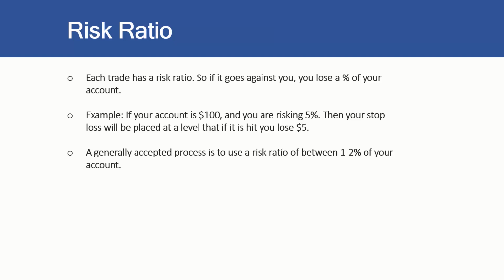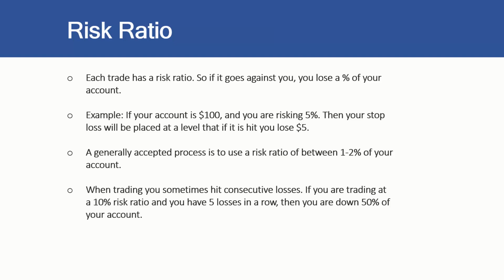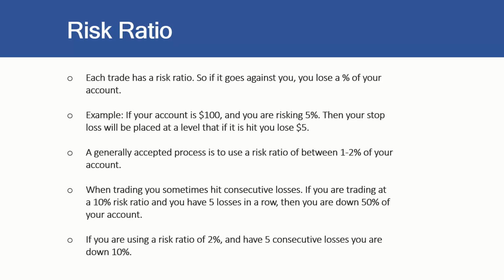Now the reality is, when you're trading, you sometimes hit consecutive losses. If you're trading at a 10% risk ratio and you hit 5 losses in a row, then you are down 50% of your account. If, however, you're using a risk ratio of 2% and you have 5 consecutive losses, then you are down only 10%. So this is a safeguard and stop losses should not be treated lightly. Now let's talk about lots.